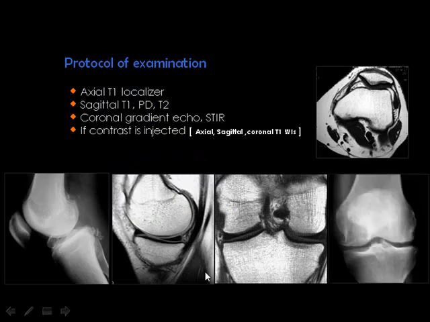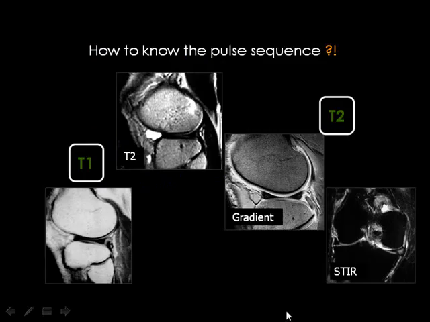Then, if you look at the MR of the knee, you can see sagittal images and coronal images, as well as axial images. All the kinds of images we can have. Then, how can you know the T1 from the T2? By fluids. The fluids are black in the T1 and they are bright in the T2. But not every knee contains fluid.